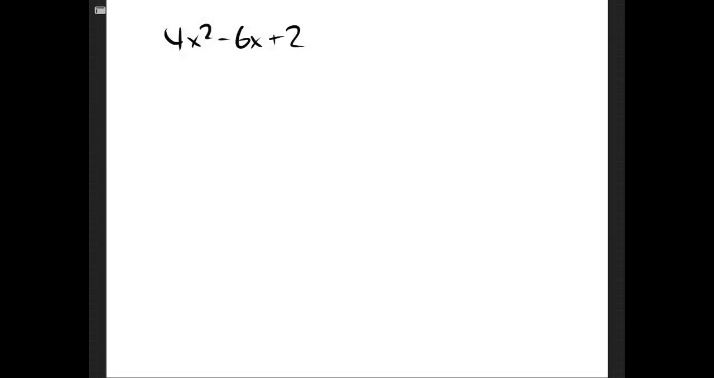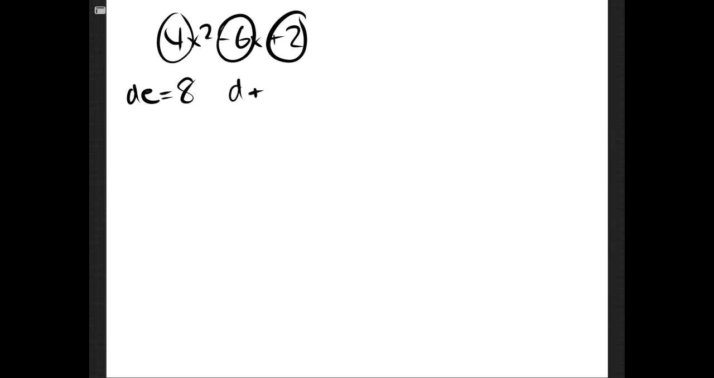So another example is when we have this number b as negative, but this number c as positive. So all we have to do again is multiply the a by c, and then we'll get 8. So d times e equals 8, and d plus e equals negative 6. Now for this to work, both of the numbers have to be negative, because two negatives make a positive. So let's think of two numbers that multiply to 8 again, and add up to negative 6. Again, you can do this however you want, but the two numbers are negative 4 and negative 2.